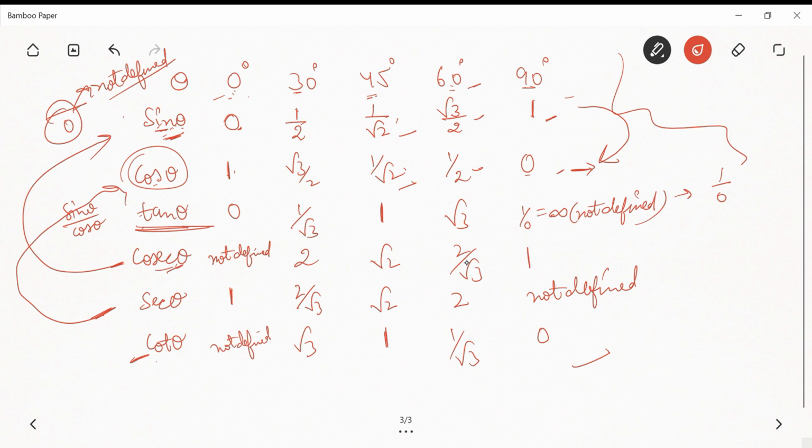So this is the table of different functions at different angles. I hope this is clear to everyone. If you have any doubt, then please let me know. Okay, now let's move to the next part.